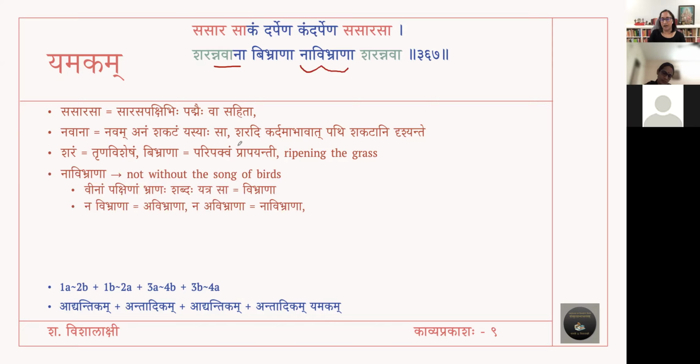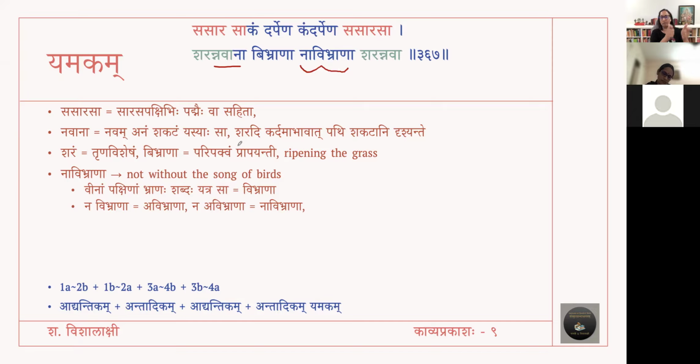Navibhrana, navibhrana. So first you have to split what is vibhrana. Veenam bhranaha, veenam pakshinam bhranaha shabdaha. The sound of birds. Yatra sa vibhrana. This is Sharatkala, where there are the sounds of birds.